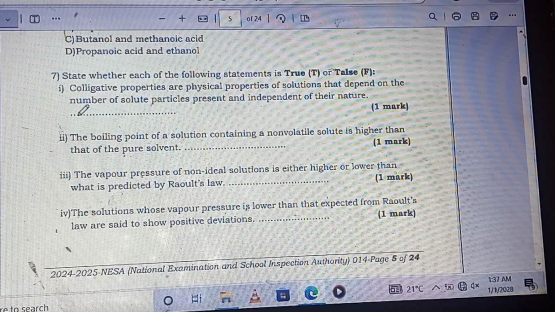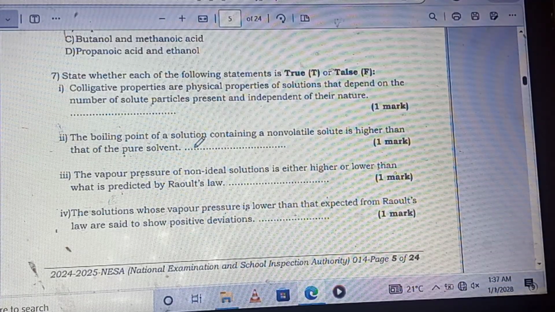The correct answer for this I1 is true. These are colligative properties. I2, the boiling point of a solution containing a non-volatile solute is higher than that of the pure solvent. Is it true or false? The correct answer is true because of boiling point elevation.